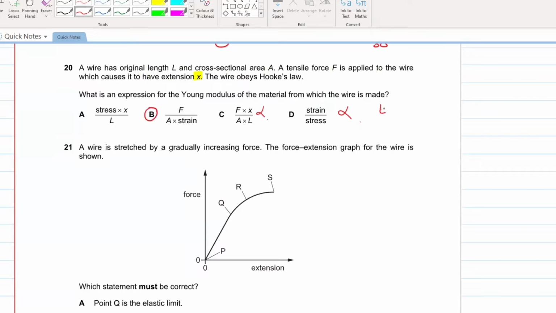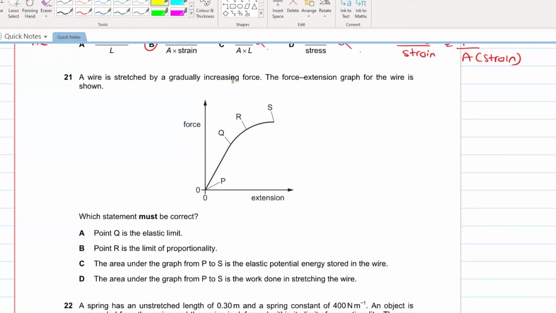Because Young's modulus is what? Stress over strain. Now you can replace stress by what? Force over area, into strain. We have an option like that. That is your option B. Simple as that. Nothing complicated here. How will C be, beta? In C, look, there is a mistake. Extension is written on top, length is written below. Young's modulus is equal to what? Young's modulus is equal to FL over AE. So this cannot be your option. C cannot be your option.